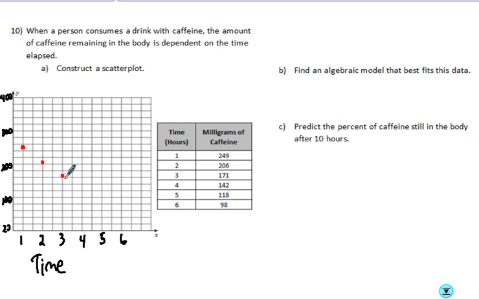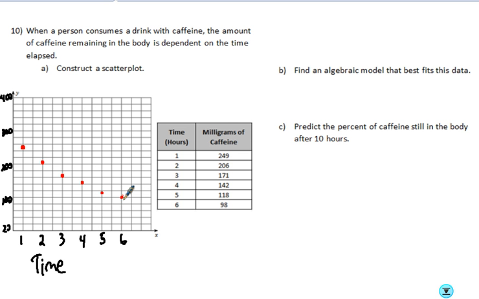And 4 says 142. So there's 100, 20, 40. 5 says 118. So 5, here's 120. So it would just be a little bit below that. And then 6 says 100. So we'd be kind of right there.